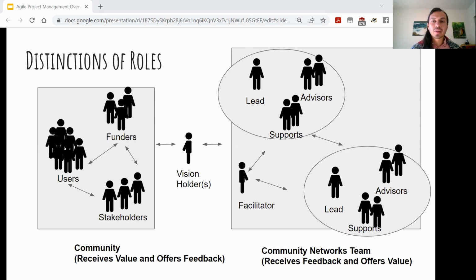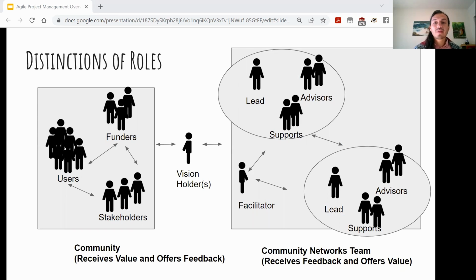To the right, we represent the community organization, which is creating value for the community. Within it, we see a facilitator, which is creating containers of support for various project teams. And within each team, we see a lead, supports, and advisors.